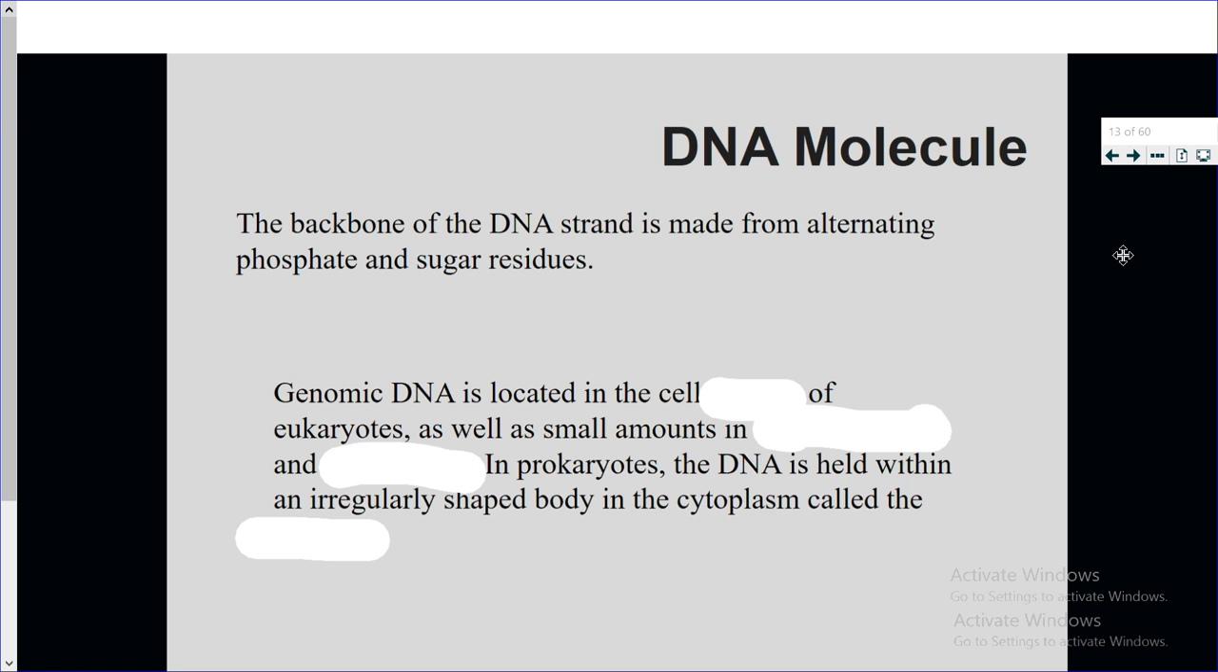Genomic DNA is located in the cell's what? DNA is located in every cell, well not every cell, but in human cells where? In the nucleus. Other eukaryotes, review back. What type of cells are eukaryotic cells? Multi or single? Multicellular. As well as small amounts, where else is DNA located? What other organelles? The powerhouse of the cell? Mitochondria. It's also located in another portion of a plant cell that is responsible for a big job as well.